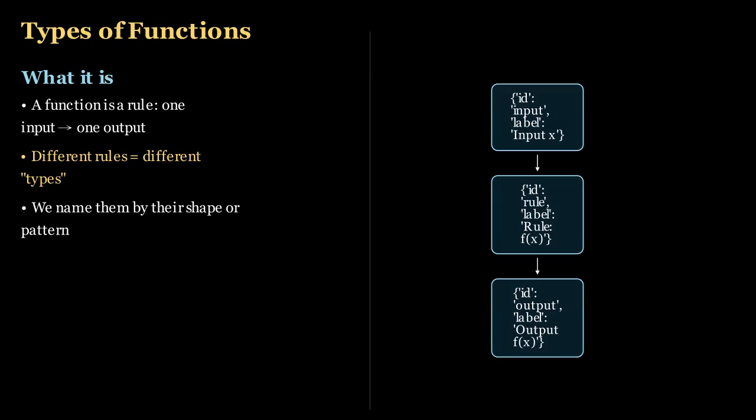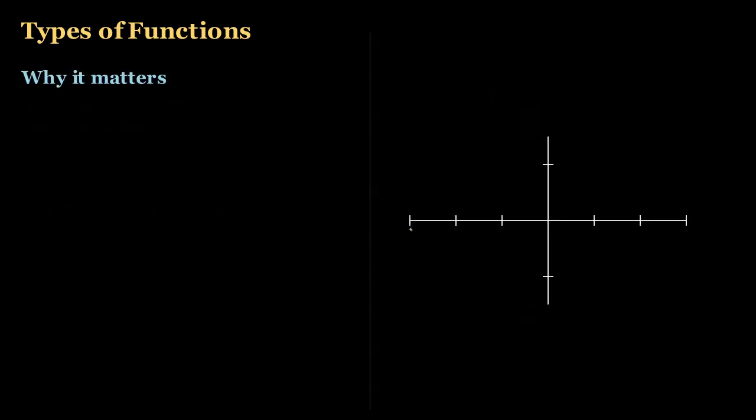Think of it like sorting animals. A dog and a fish are both animals, but they behave very differently. In the same way, a linear function and a quadratic function are both functions, but they grow in completely different patterns. Why do we bother sorting functions into types? Because knowing the type tells you how something will behave. If a car's speed grows linearly, it gains the same amount each second. If it grows quadratically, it gains more and more each second.